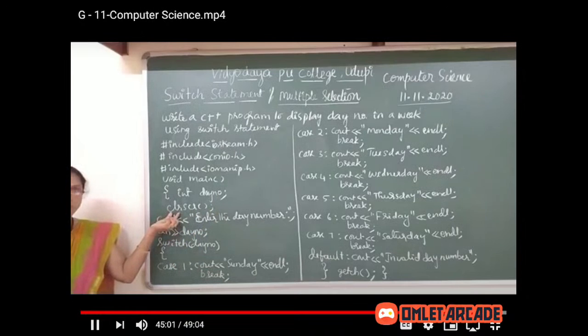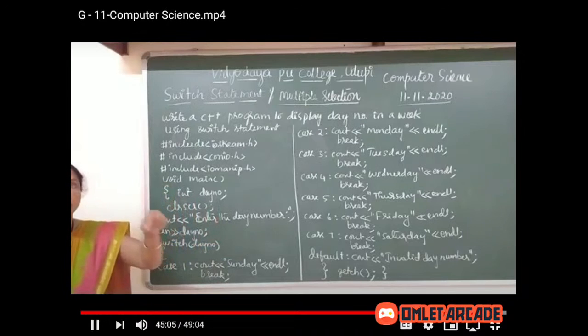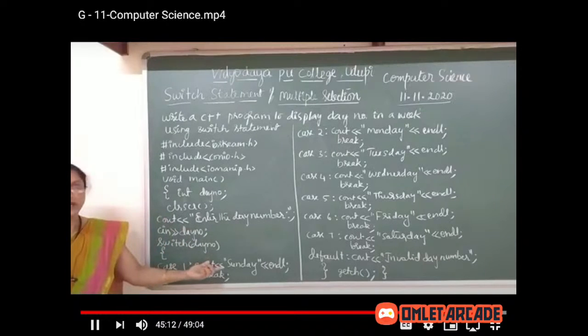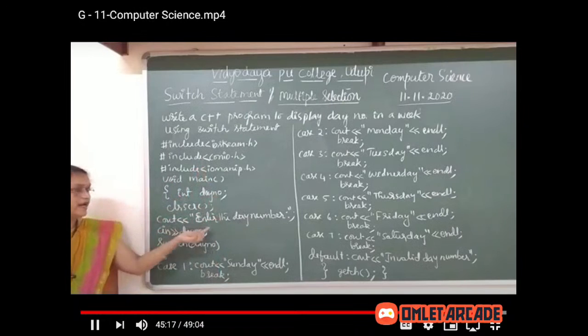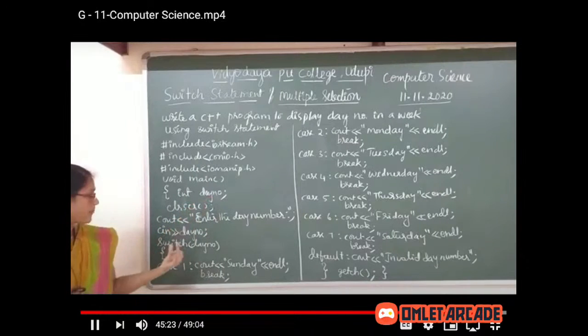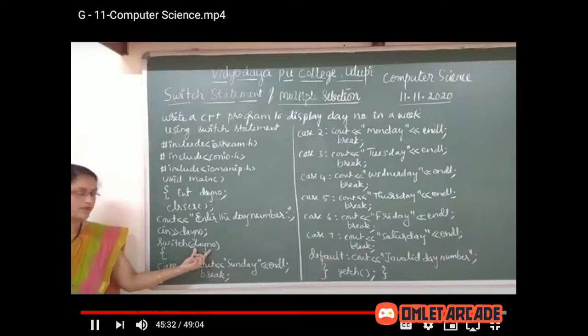Clrscr is to clear the output screen, then cout enter the day number. You have to enter the day number, then the corresponding day is displayed on the screen. If you enter 1, then Sunday is displayed, enter 2, Monday, and so on. Enter the day number, cin dayno, that is whatever variable is declared by you. Next, switch, the expression. What is the expression here? That is the day number. Whatever variable is given by you, within brackets you have to write the day number.